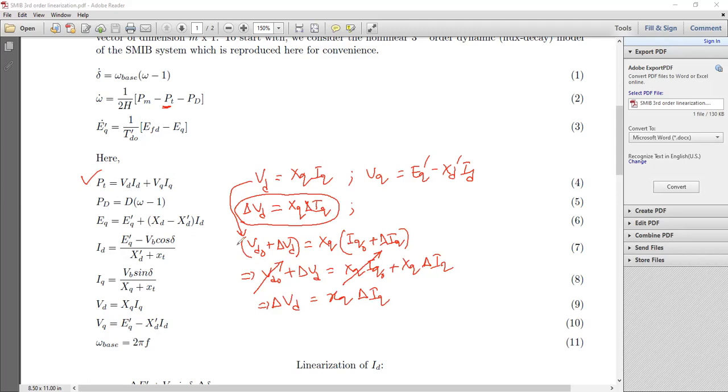Here I'm writing this in short, without explanation, and this is the explanation of what is going on internally. It's pretty straightforward. You replace the original nonlinear variables, VD and IQ, by their corresponding expressions in terms of the equilibrium point and the deviation variable, VD0 plus del VD. You do the same for IQ, and then you check which are equal. At the equilibrium point, they should be equal, so VD0 is XQ multiplied by IQ0. You cancel them out and you are left with del VD equals XQ del IQ. This is what I have written over here at the top.